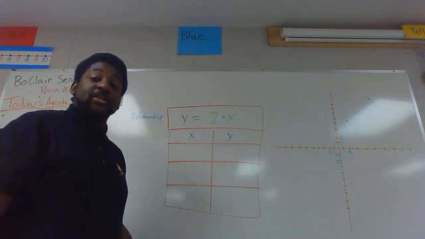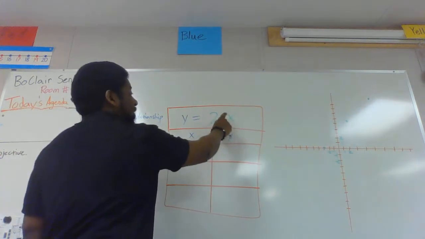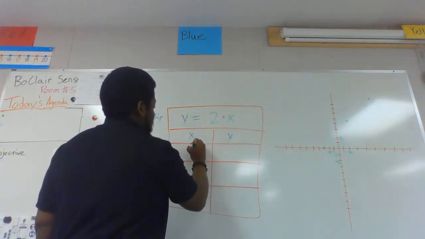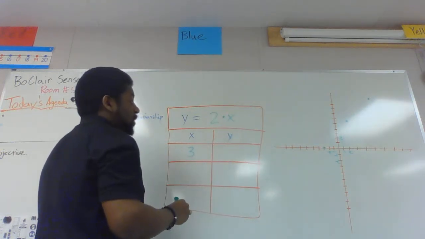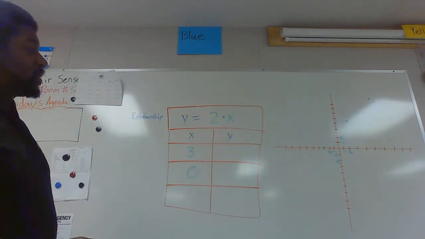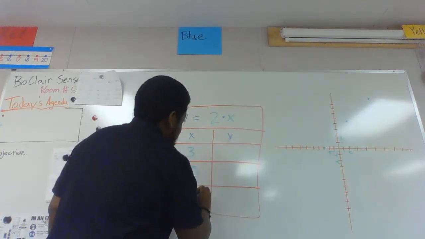Just like before, we're going to choose our numbers. I'm going to choose some easy numbers because I know I'm going to be multiplying my x value times 2. So I'm going to choose some numbers that are pretty easy to multiply times 2, like 3. 0 is super easy to multiply times 2. And then I'm also going to do, let's say, -2.